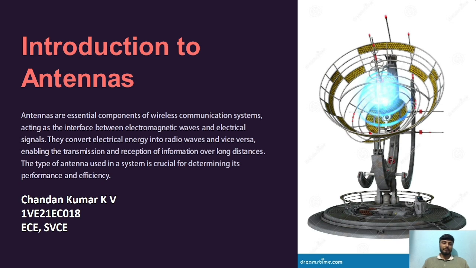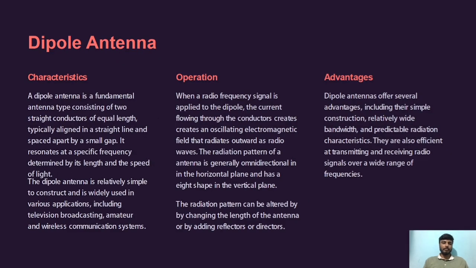Today I am going to introduce you to the types of antennas. Antennas are the essential components of the wireless communication system, acting as an interface between the electromagnetic waves and the electrical signals. They convert the electrical energy into the radio waves and vice versa, enabling the transmission and reception of information over a long distance. The type of antenna used in the system is crucial for determining its performance and efficiency. Let us see the types of antennas.